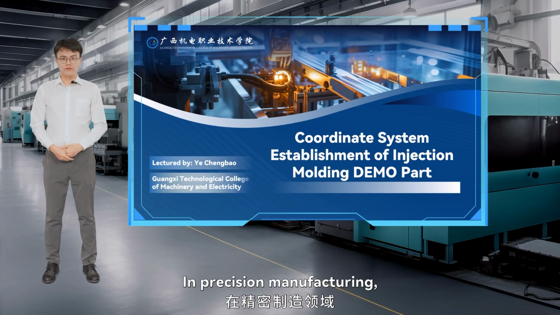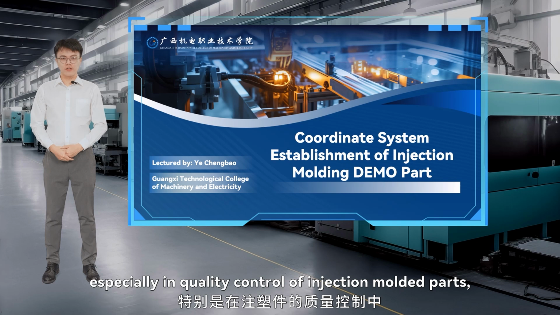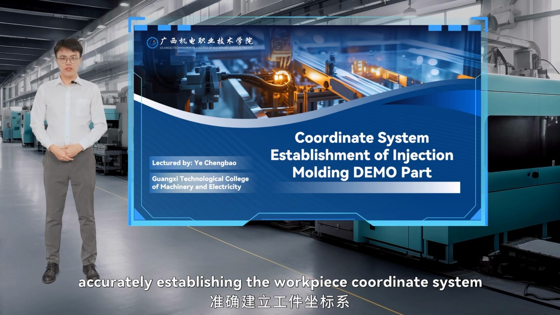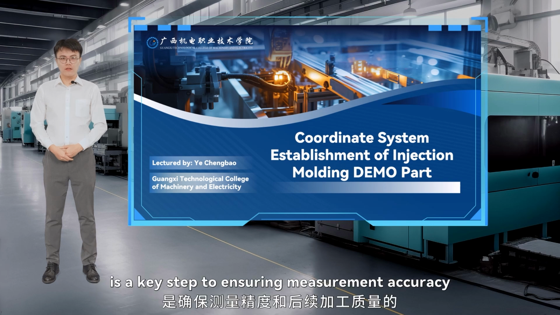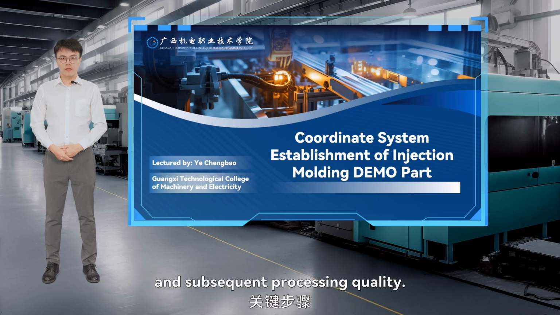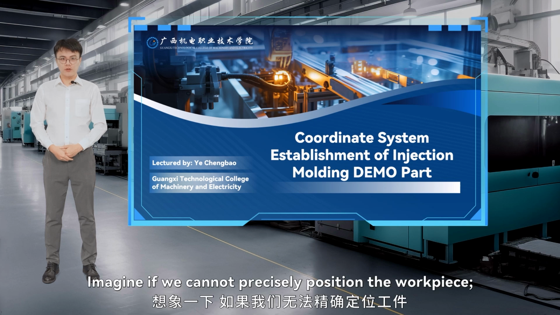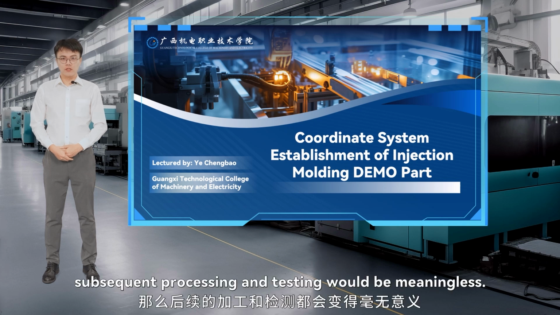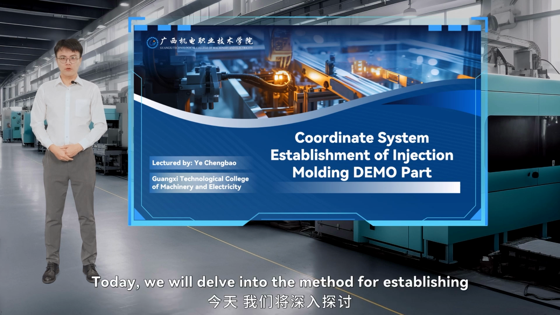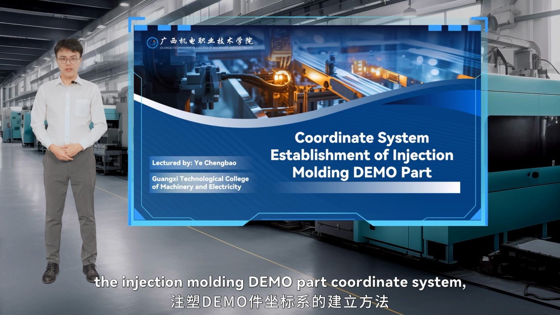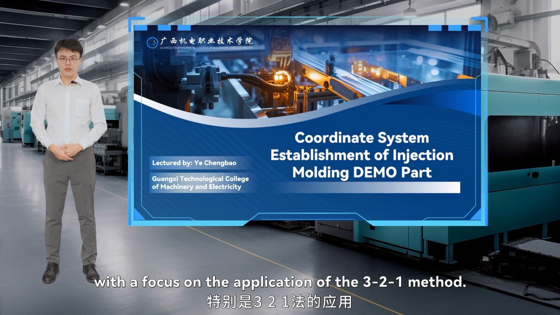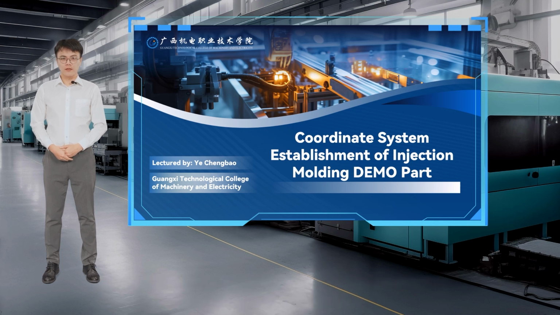In precision manufacturing, especially in quality control of injection molded parts, accurately establishing the workpiece coordinate system is a key step to ensuring measurement accuracy and subsequent processing quality. Imagine if we cannot precisely position the workpiece, subsequent processing and testing would be meaningless. Today, we will delve into the method for establishing the injection molding demo part coordinate system, with a focus on the application of the 3-2-1 method.